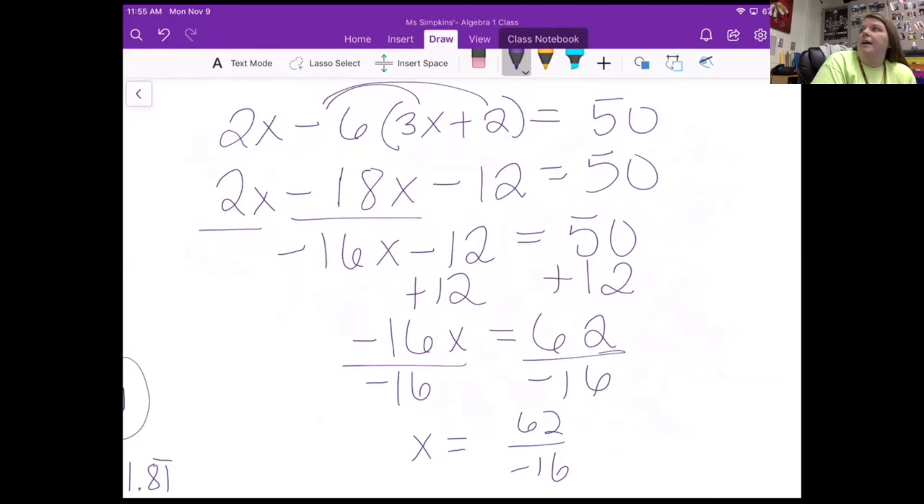You could simplify it to 31 over 8. I don't care, but just leave it. My advice would be, why wouldn't you just leave it as this equivalent improper fraction? But some people like to simplify, so whatever works for you. But all of this should be familiar. We've already done distributive property. We've already combined like terms. We're just now including that in our equation solving.